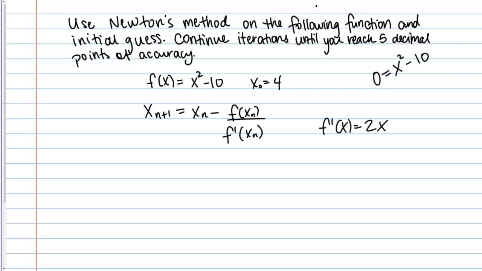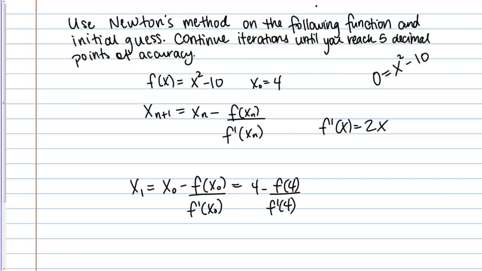All right, so let's go ahead and start with our first iteration. Okay, so if we follow our formula, we have x0, we want x1. So x1 is going to equal x0 minus f of x0 over f prime of x0. Now x0 in this case was 4, so this is going to be 4 minus f of 4 over f prime of 4. And for this example, I've already calculated a lot of these function values and derivative values just to save ourselves a little time.